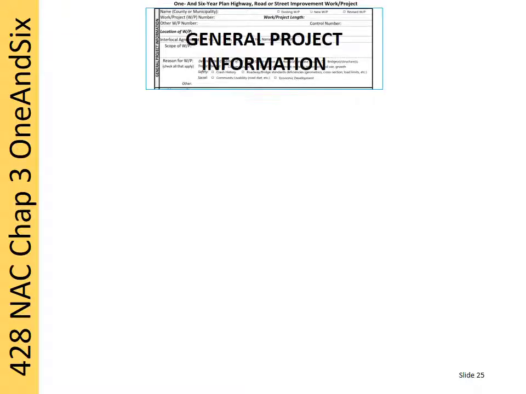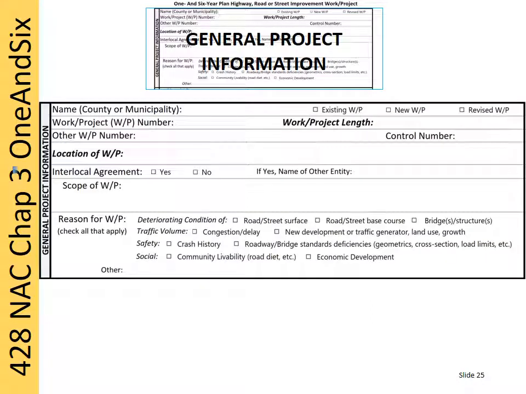Row 5 of the spreadsheet. The purpose of this row is to indicate the existence of or plan for an interlocal agreement with another agency. If there is an interlocal agreement, or it is pending, or you are anticipating such an agreement, check the Yes box. If not, check the No box. You must check one or the other.